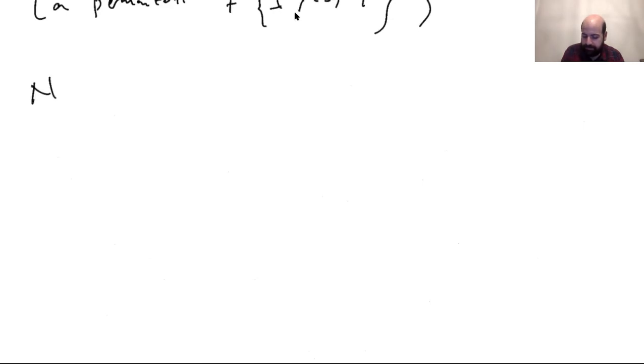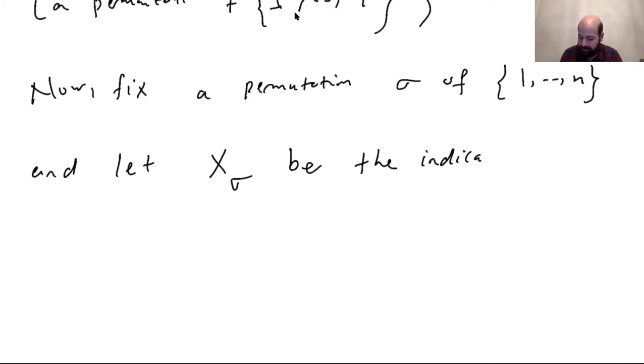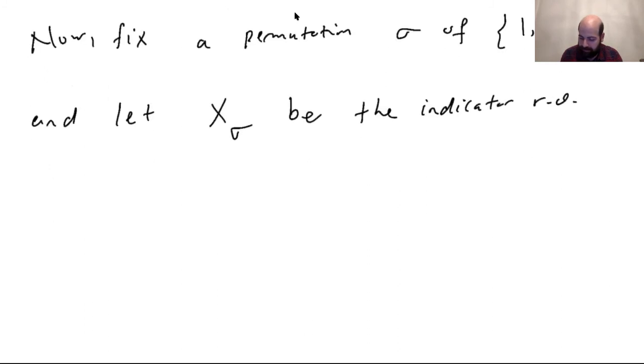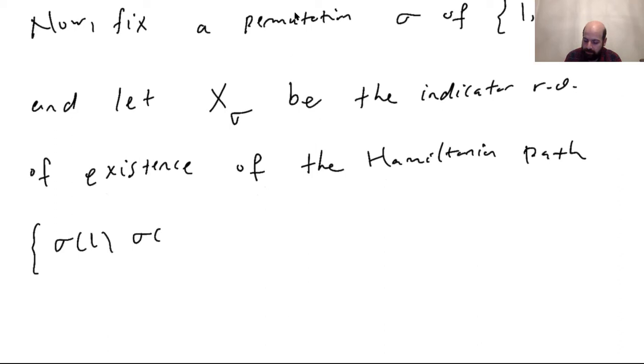Okay, now fix a permutation sigma of 1 to n and let X sub sigma be the indicator random variable for the existence of the Hamiltonian path, let's say sigma 1, sigma 2, to sigma n.